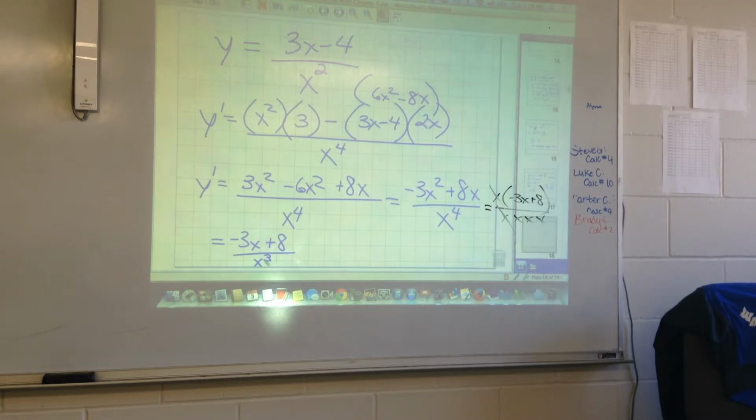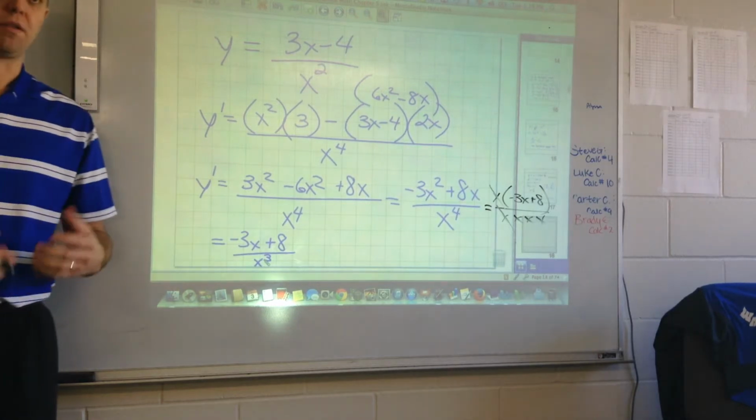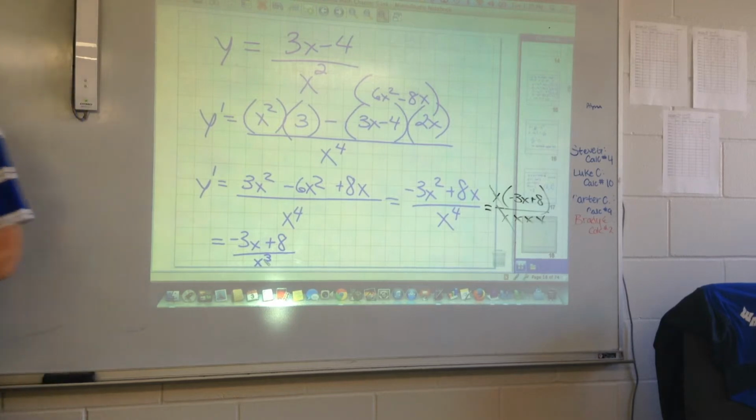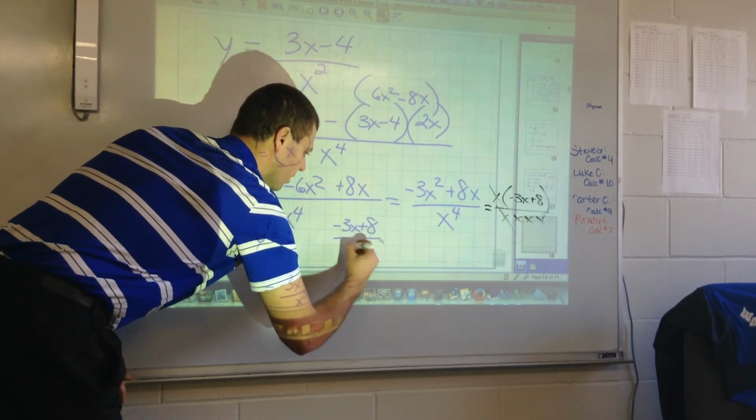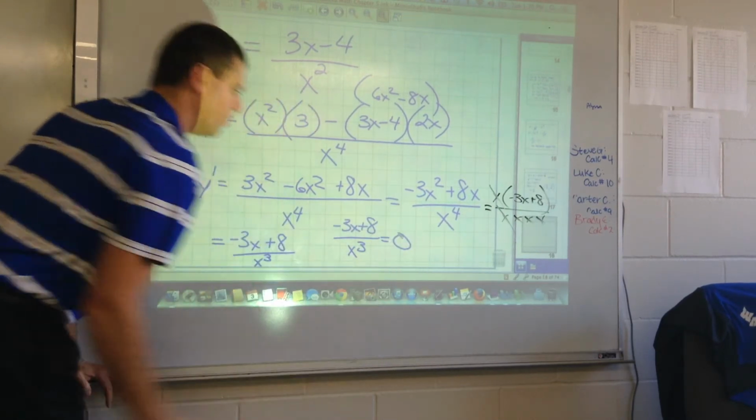Now again, my goal was to find the coordinate where there were horizontal tangent lines. All we've done so far is just found the derivative, so what do we need to do with the derivative? Set it equal to 0. So negative 3x plus 8 all over x to the third equals 0.